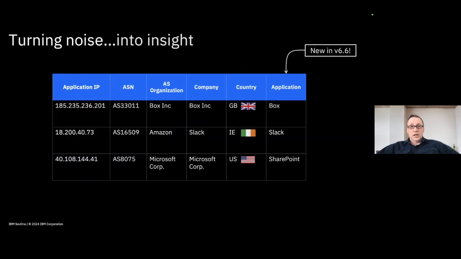In addition to that, we can take those application IPs, and NetFlow will give us some additional information too, like autonomous system numbers, ASNs. In that information we can understand the organization, the company associated with the traffic, as well as the actual country where the traffic is coming from or flowing through.